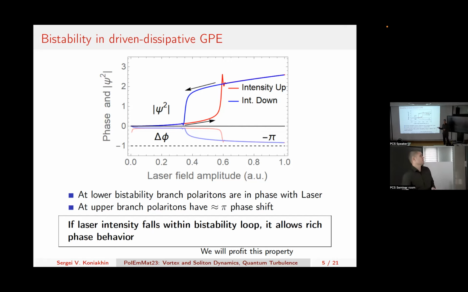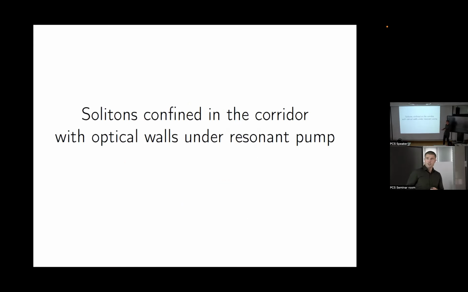And from this slide, what I would like to stress is that if the laser is acting somewhere within the bistability loop, it allows rich phase behavior. And it is an essential condition to observe topological defects like solitons or vortices, which by their nature imply abrupt jumps of the phase. So now let us go to the part on solitons and their modulational instability.